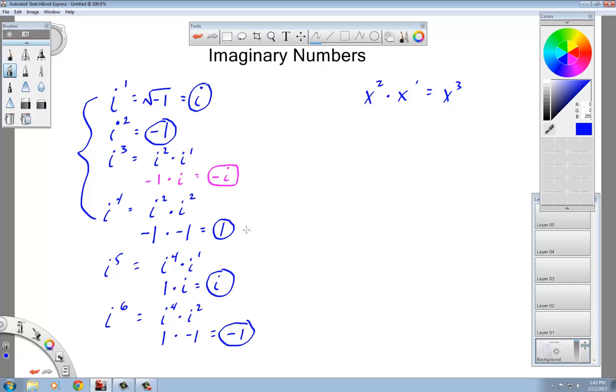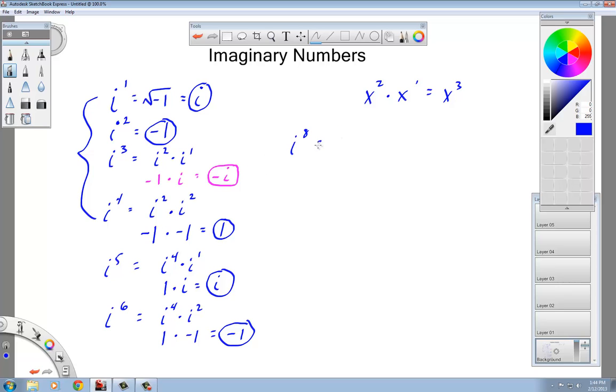So this is cool. We only have 4 different ones, because they all start repeating in chunks of 4 after that. But this is all good. And if I said, okay, what is i to the 8th? You could probably figure out that i to the 8th is the same as i to the 4th, because of this pattern. 5, 6, 7, 8 would be like 4th, so that should be 1.